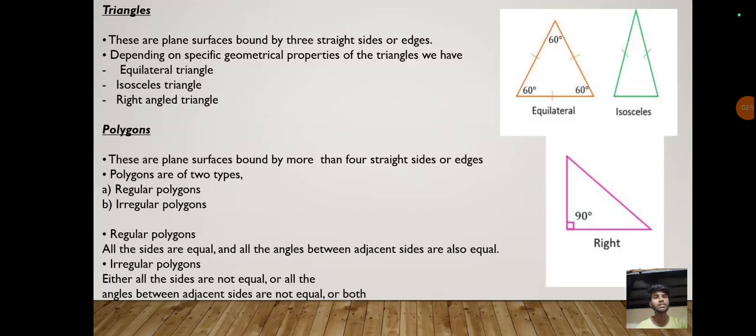Triangle: these are plane surfaces bounded by three straight sides or edges. Depending on the specific geometric properties of the triangle, we have the equilateral triangle, isosceles triangle and right angle triangle.